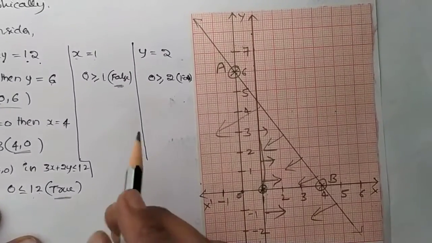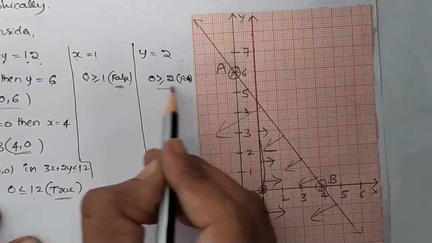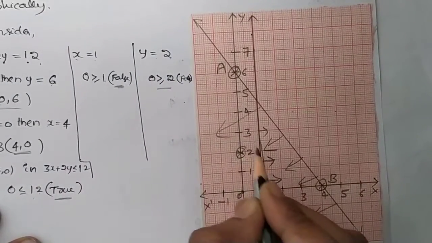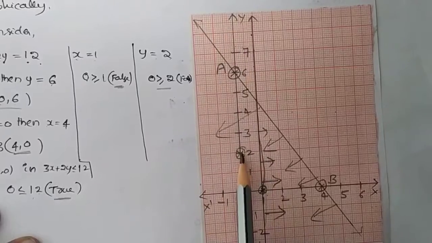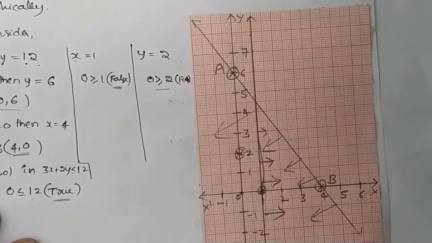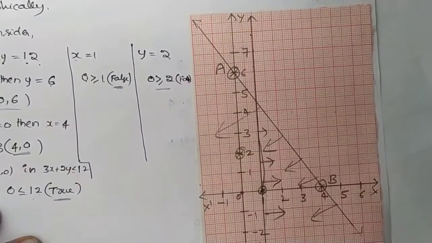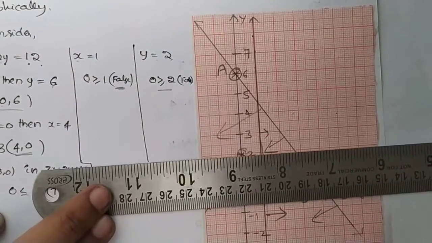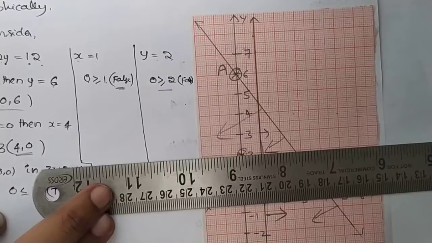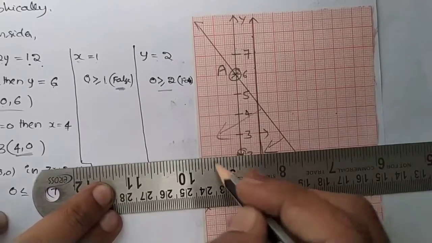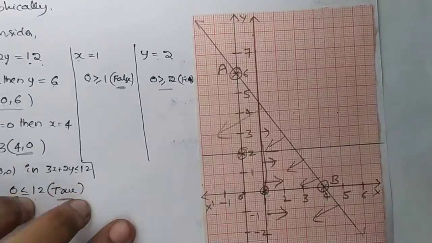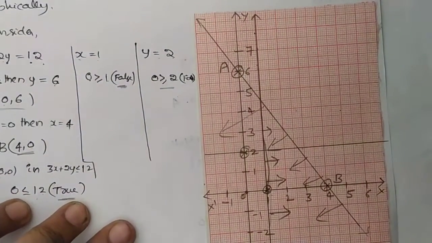Okay. Next, we have one more inequality. y equals to 2. It is y equals to 2. This third inequality is also involving greater than or equal, so we have to draw a thick line. Okay. We have to draw a thick line, y equals to 2.